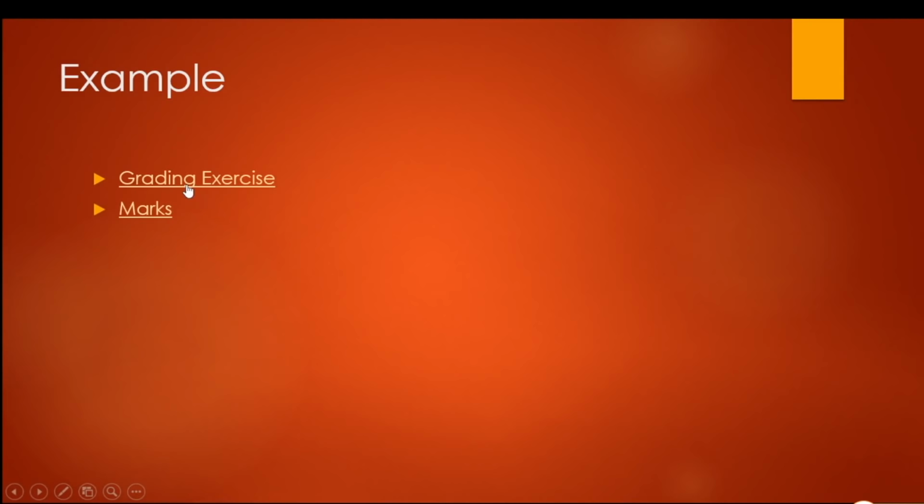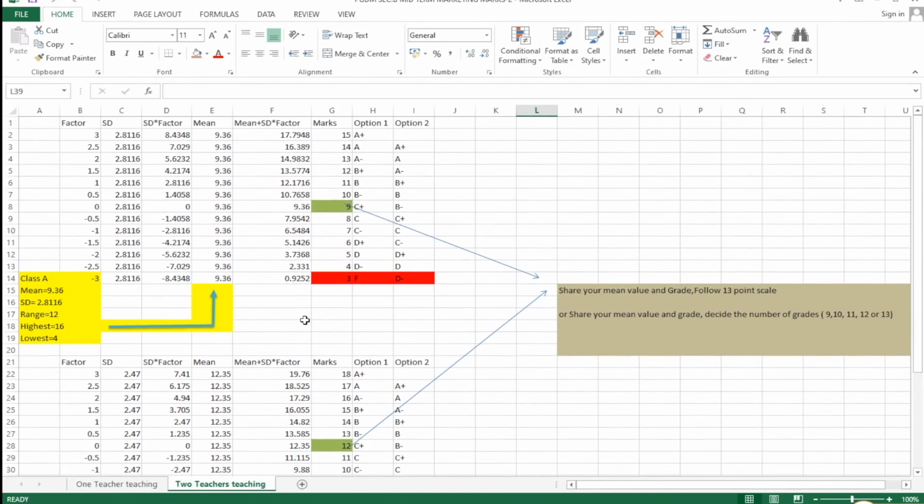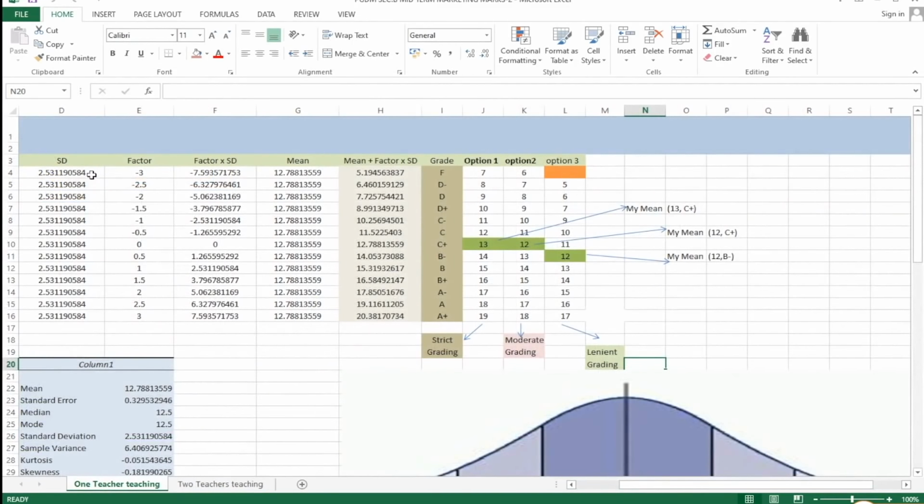Now once marks have been given, we go in for understanding how grading is to be done. So for the marks, what you will do is you will go in for first of all calculating, this is the sheet which needs to be used for that particular marks.